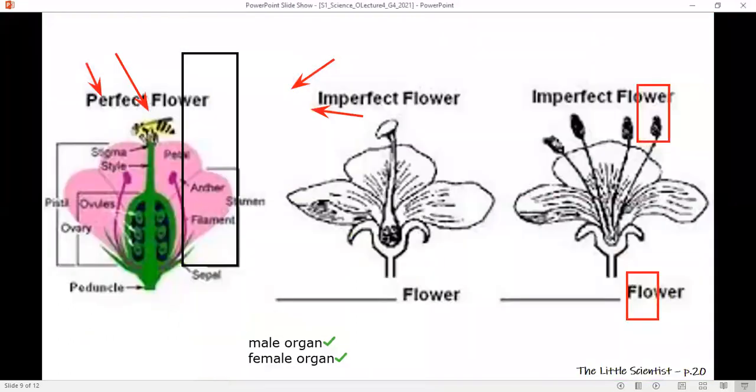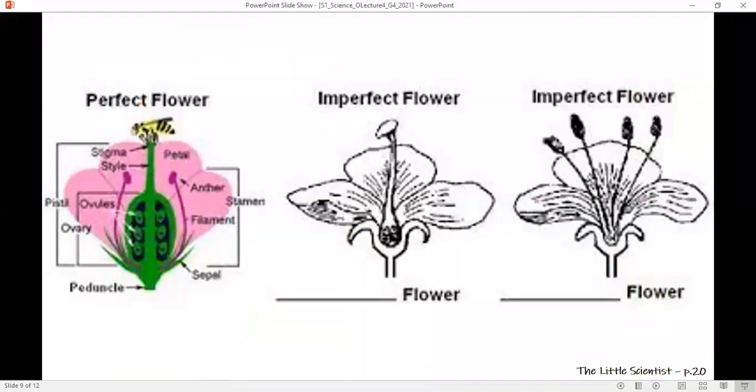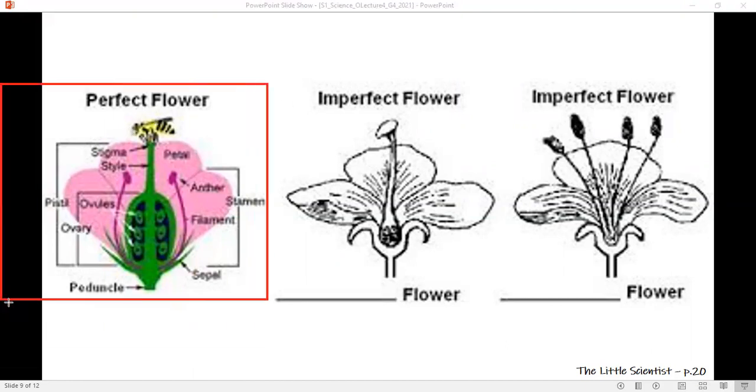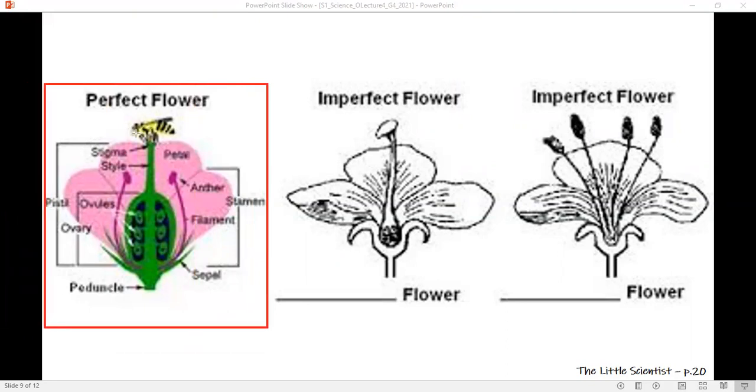Let me explain again. Look at the first flower right here, the colored one. As you can see, this flower shows a pistil. So I'm talking about this one right here. Look at the pistil standing in the middle, which is the green part, and the purple ones are the stamens. Since both the male part and the female part are present, here we have the male part, here we have the female part in the middle, so we call this flower a perfect flower. It is perfect. It shows both parts.